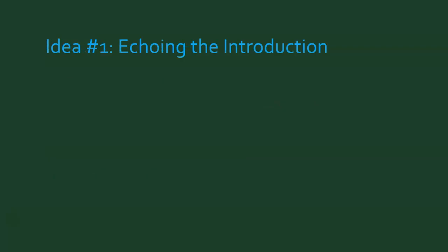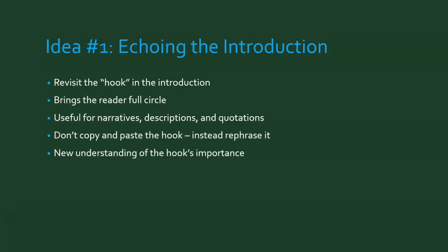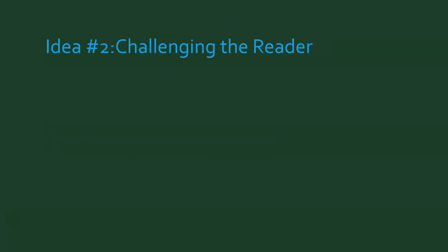So here are a couple of ideas for that strong ending. You can echo the introduction by revisiting the hook and bringing the reader full circle. This is really useful for narratives, descriptions, or quotes. So you just kind of revisit it. You don't need to copy and paste it. You can rephrase it and then kind of refer back to it. But that helps us to come all the way back around and understand the importance of whatever was at the beginning.